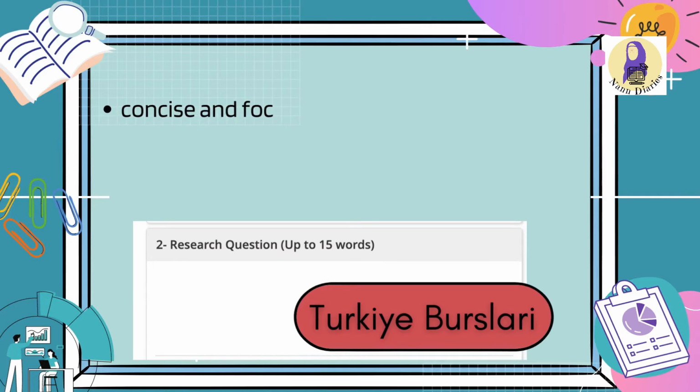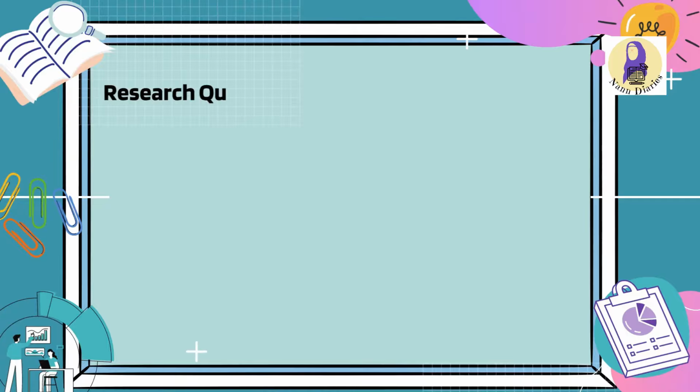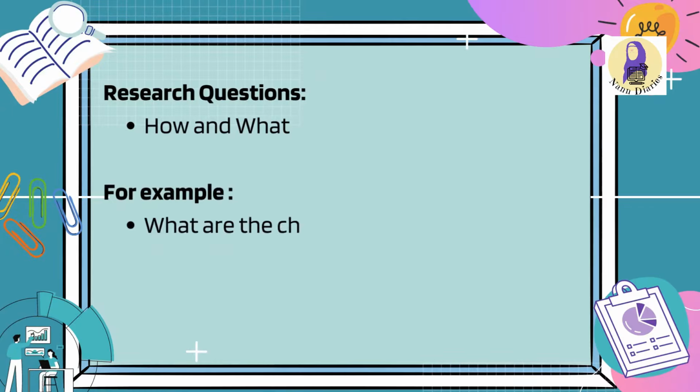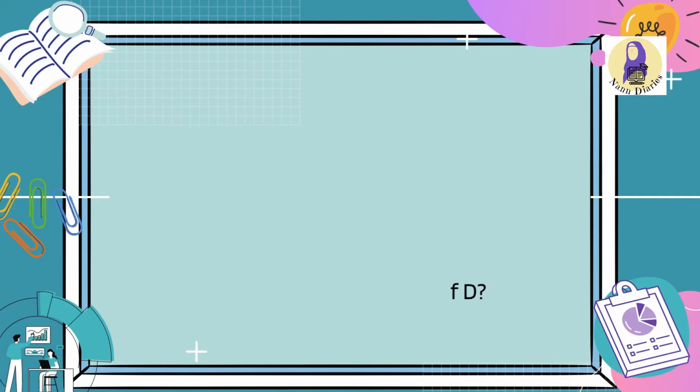Research question means it should be concise and focused. You can write 1 or 2 main questions and then you can explain them into sub questions. Research questions normally include how and what. For example, what are the characteristics of A that contribute? Or how do A and B affect C? So this is the basic research question. There can be any other way also depending on different fields.